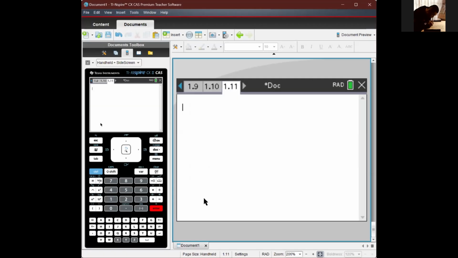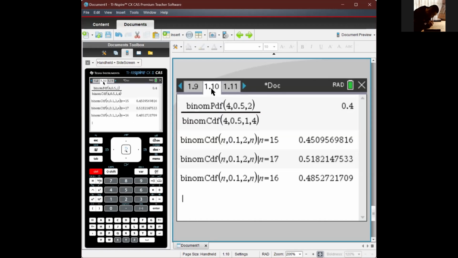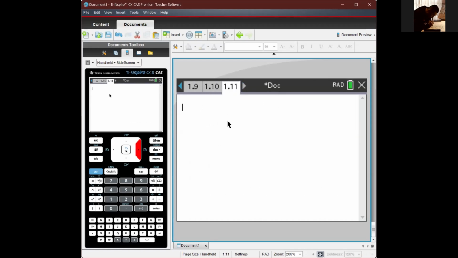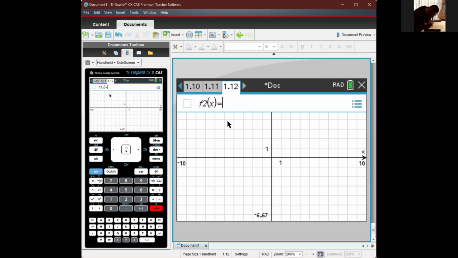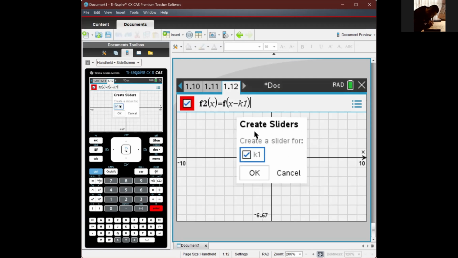First of all, you can see I'm still within 1.9, 1.10, 1.11, so it's still within the same problem. Therefore, I'm going to define f of x equals 2x minus 1 times 2x plus 1 times 3x minus 1. And then I will define g of x equals x times natural log of minus x. With these two functions defined, I insert another graph. Now I will say f of x minus, let's say, k1, and create a slider for k1. The reason I'm using k1 is because I don't want any variable clashes with the commonly used letter k.